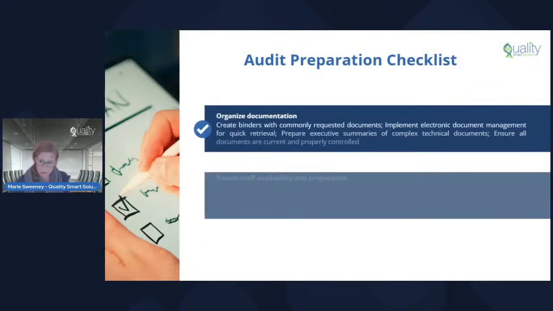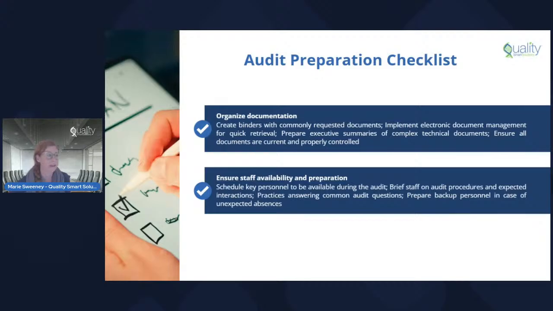Moving on, our next 2 parts of your checklist are organize your documentation. Again, if it's not recorded, you can't find it, it didn't happen, and you don't get credit for it. And then ensure that your staff is available and prepared for your mock audits, your third-party audits, and your government audits and regulatory bodies.